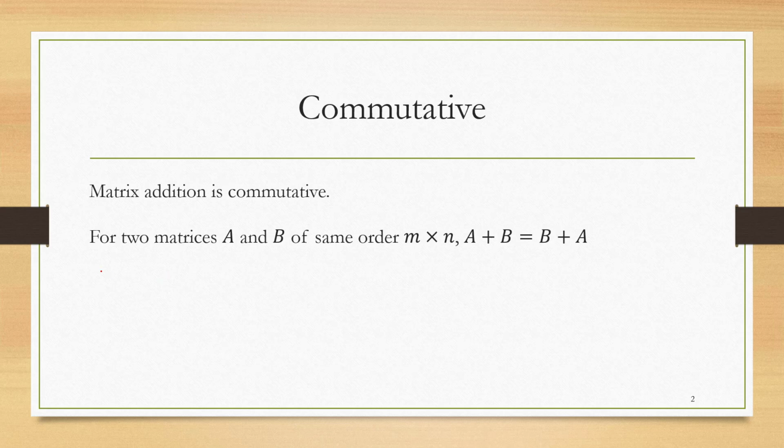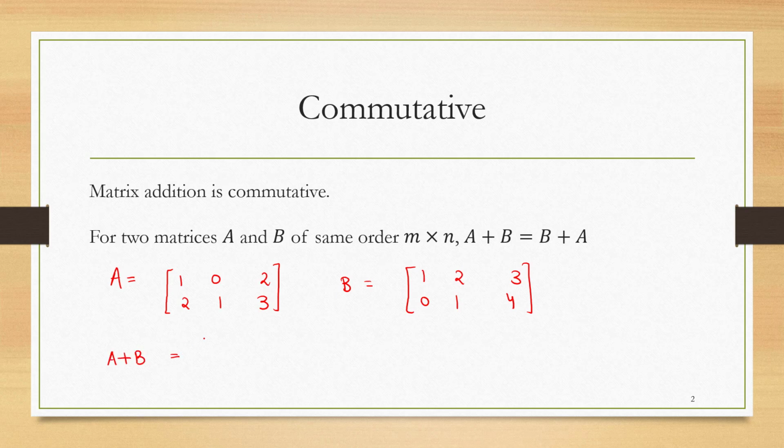So let's see. Let's take A equal to this 2 by 3 matrix 1 0 2, 2 1 3, and B equal to the 2 by 3 matrix 1 2 3, 0 1 4. Then let's see what is A plus B. A plus B is entry wise addition, that is 1 plus 1 is 2, 0 plus 2 is 2, 2 plus 3 is 5, 2 plus 0 is 2, and similarly it will be 2 and this will be 7.